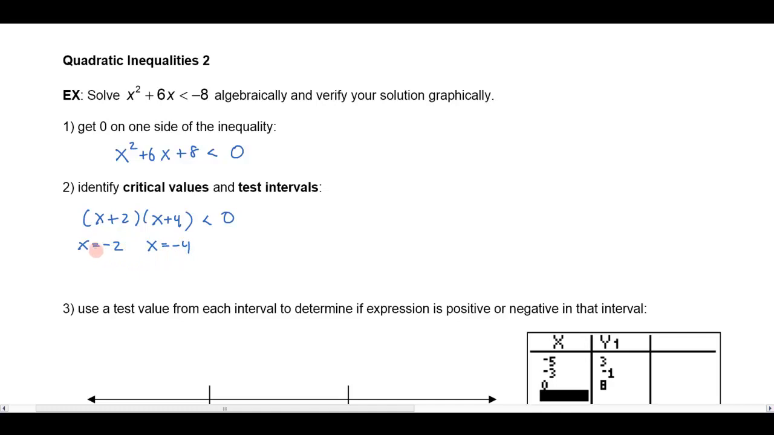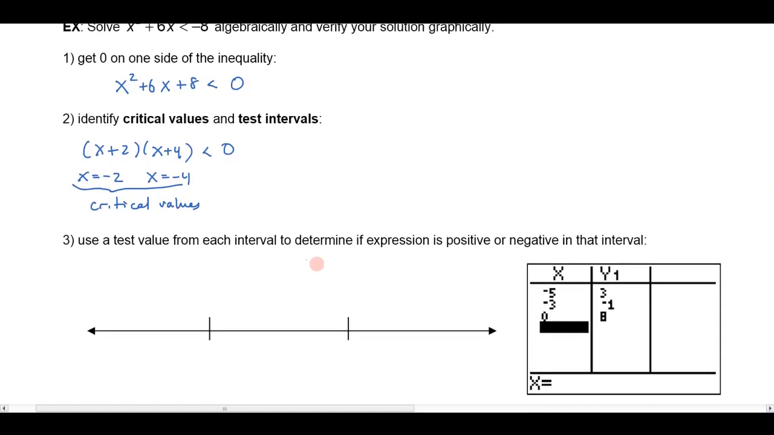Now we call those critical values. So those are my critical values, and those critical values break the number line into 3 intervals. If I come down here, I'm going to plot -4. Be sure you get these in order: -4 is to the left of -2 on the number line. That divides the number line into this interval from -infinity to -4, then another interval from -4 to -2, and then another interval from -2 to infinity.